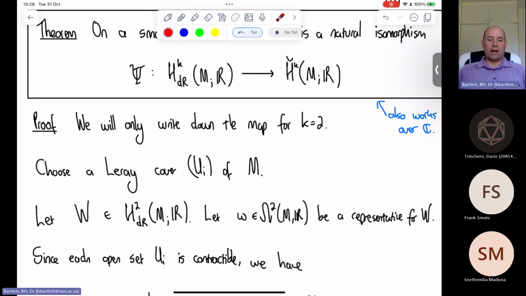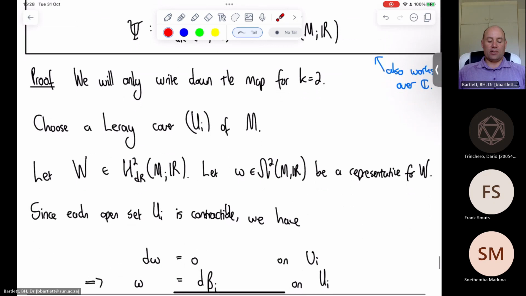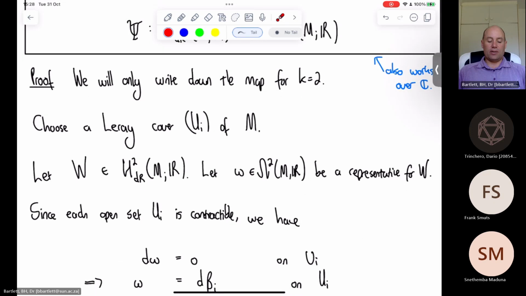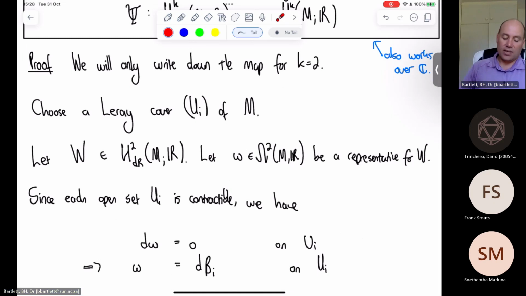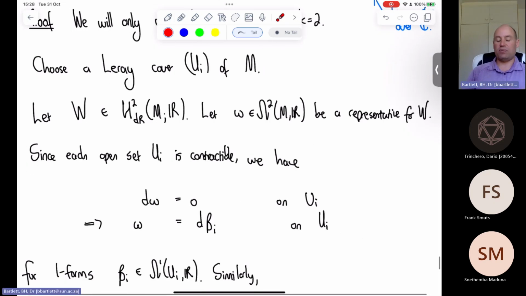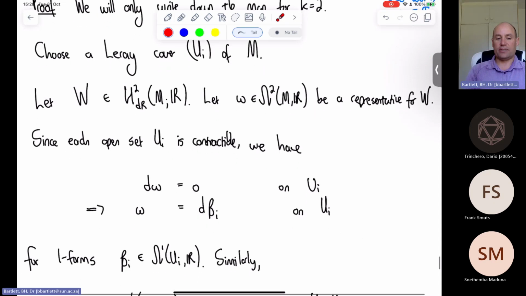So since each open set Ui is contractible, we know that from the fact that d omega is naught, it would imply, why is d omega naught? Because omega is a closed 2-form, right? So d omega is naught globally. But since d omega is naught everywhere, it means that d omega restricted to Ui is naught. So that means that omega is equal to d of some 1-form on Ui, which I can call beta i. So omega equals d beta i on Ui, for some 1-form beta i living on Ui.